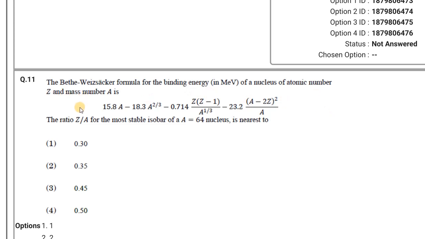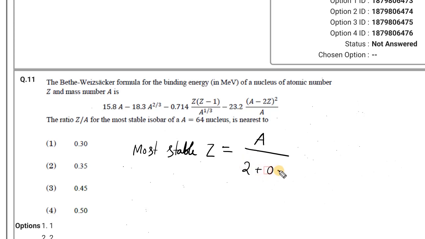If you theoretically do that derivative and make it 0 for the most stable ratio, but don't you know the formula, right? For most stable Z, you don't know. You should always. Most stable Z is mass number A by 2 plus 0.015 approximately A to the power 2 by 3. Apply it, you are done.